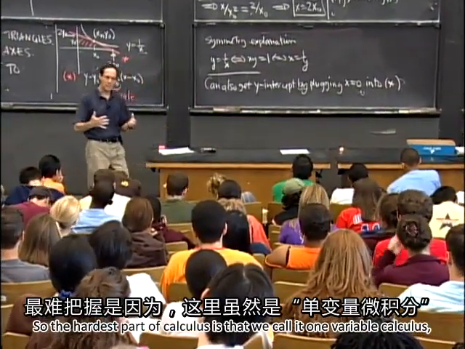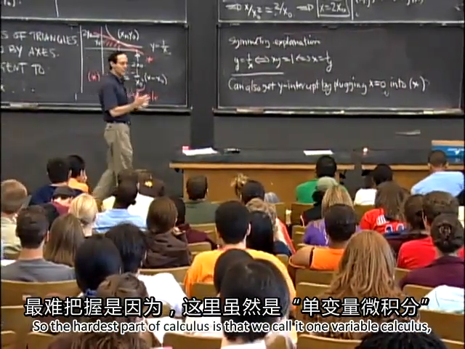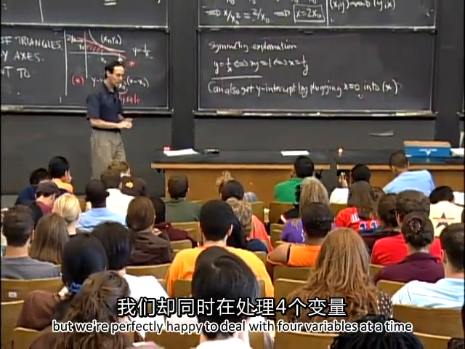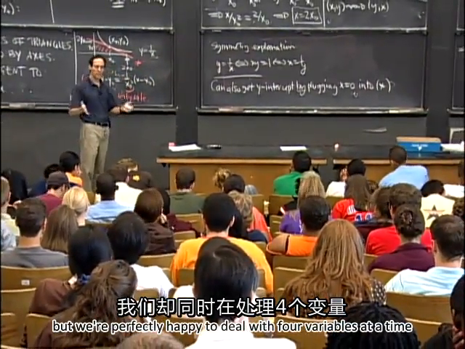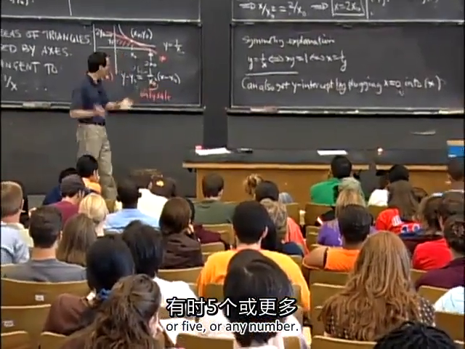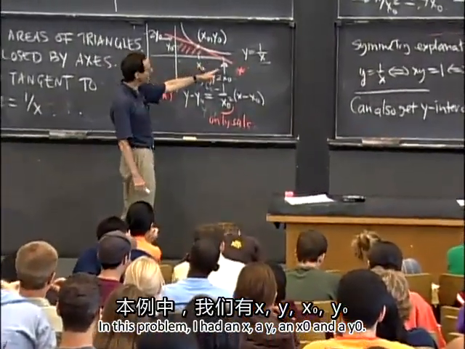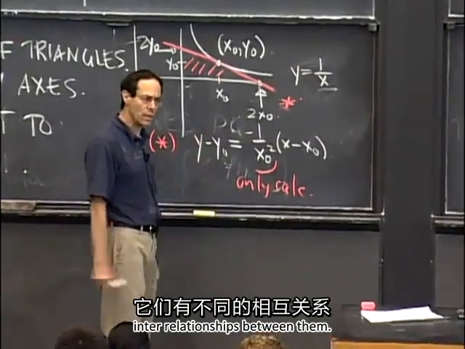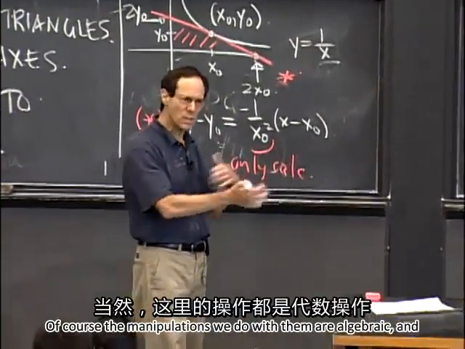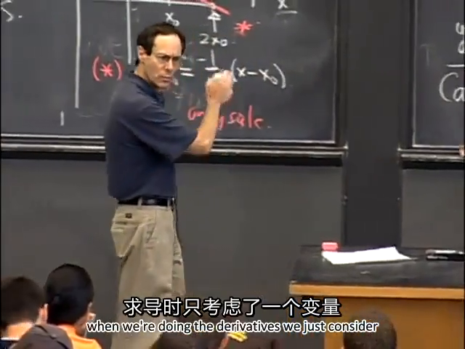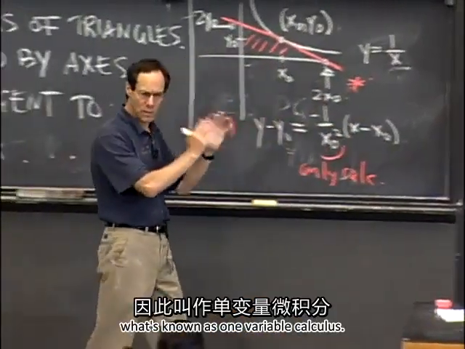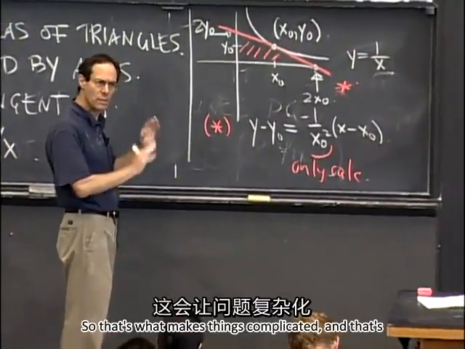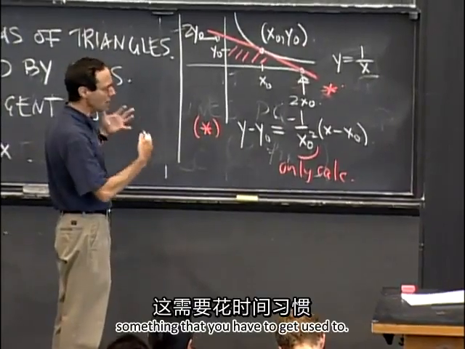So the hardest part of calculus is that we call it one variable calculus, but we're perfectly happy to deal with 4 variables at a time, or 5, or any number. In this problem, I had an x, a y, an x0, and a y0. That's already 4 different things. They have various interrelationships between them. So, of course, the manipulations we do with them are algebraic, and when we're doing the derivatives, we just consider what's known as one variable calculus. But really, there are millions of variables floating around, potentially. So that's what makes things complicated, and that's something that you have to get used to.